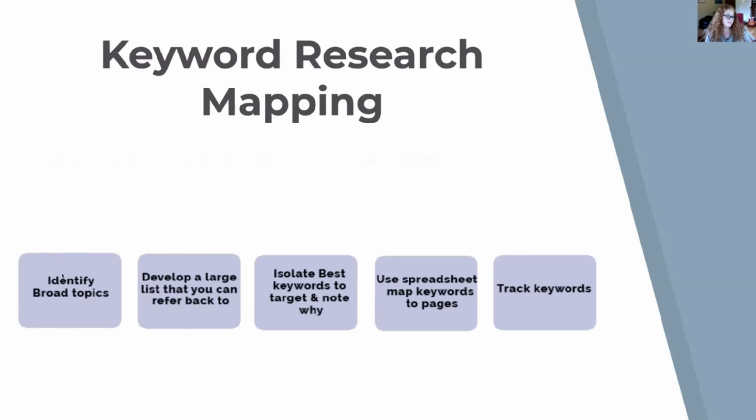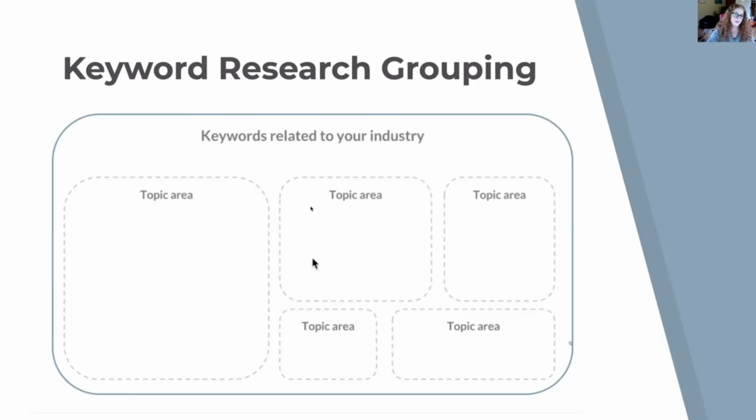We identify broad topics. We refine those topics. We try to isolate the best keyword string to pick. We note why, and we use spreadsheets and we track our keywords. Over time, as you get better at SEO, your website's going to change and your strategy is going to look different from year 1 to year 6.